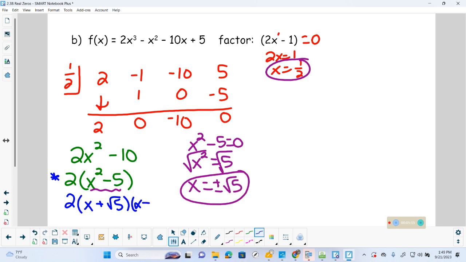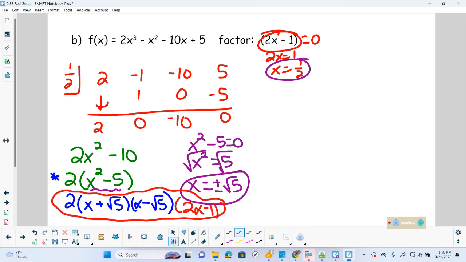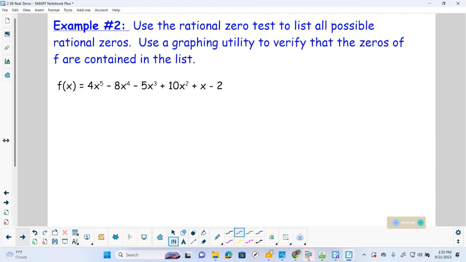I'm using the zeros. And if you FOIL this out, you will have x squared, the middles cancel, square root of 5 is a 5. And as always, let's not forget our original given factor. Let's sneak it in, and I've got all 3. So sometimes it's helpful to find the zeros and then kind of work your way backwards and list all of the factors. Okay, now we're on to this rational zero test.